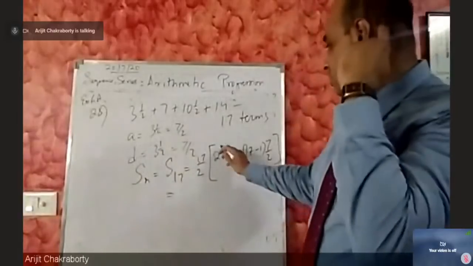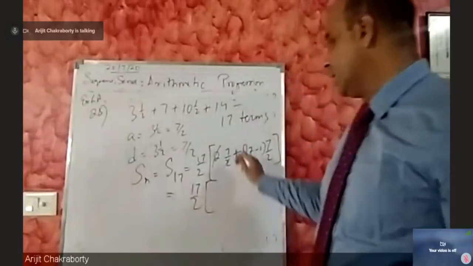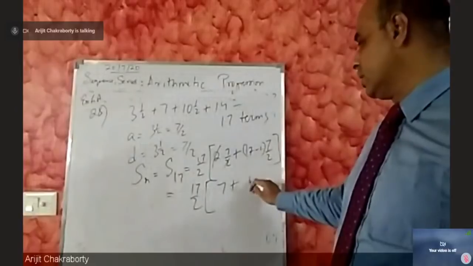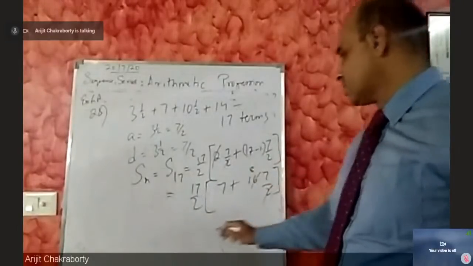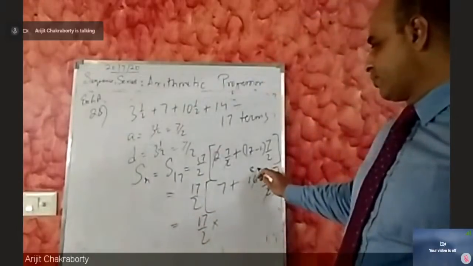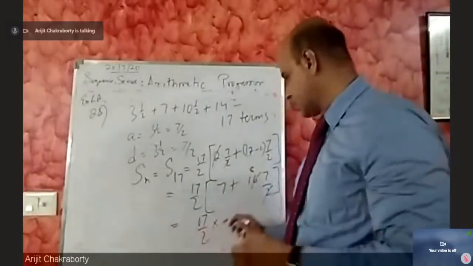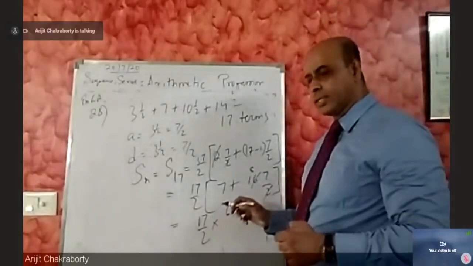So let's see, 2 and 2 cancel out. So you have 17 by 2 outside. Inside you have 7 plus 17 minus 1, which is 16. 16 into 7 by 2 becomes 8. So you have 17 by 2 into 7 is 56. 56 plus 7 is 63. So 63 into 17 by 2.